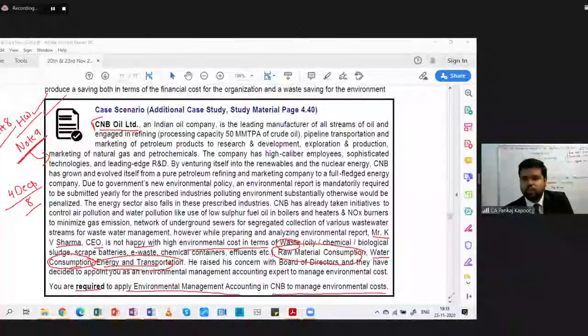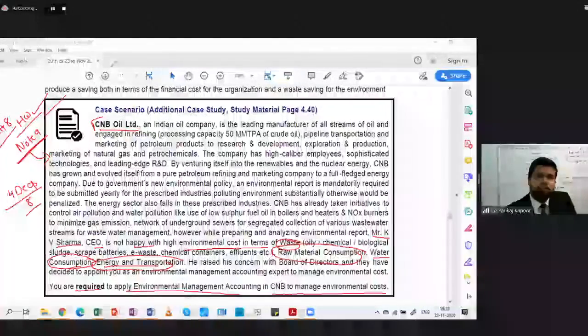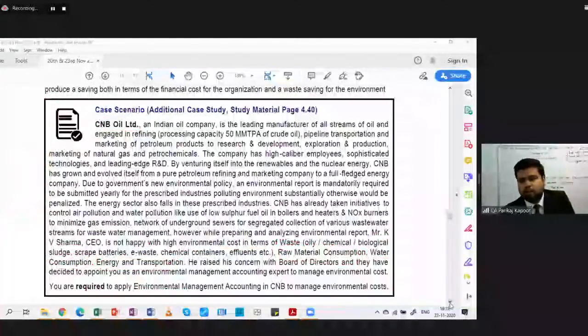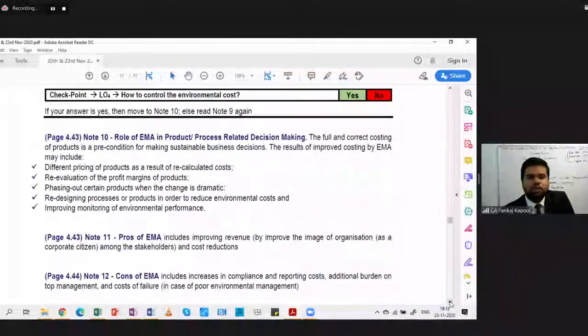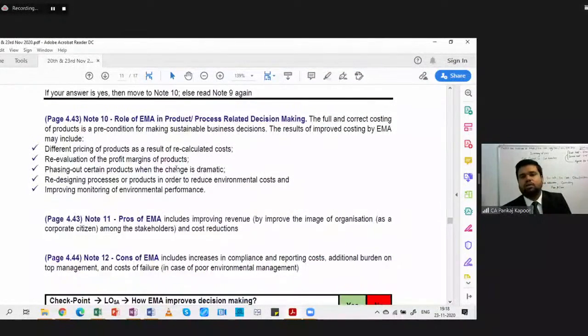Okay. Moving further. We need to cover another 2 topics, this role and the pros and cons of the theory, and then we'll move to chapter number 5. Okay.